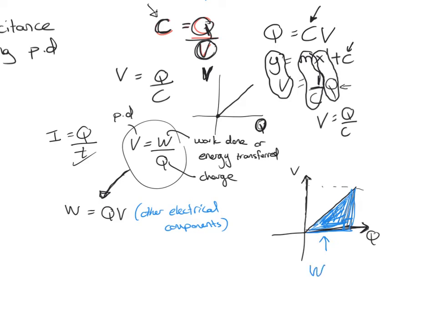So my energy transferred is height times base divided by 2. Don't forget your basic maths in terms of area of triangles and so on. So what we have is work done is a half VQ. Once again, work done or energy being transferred is W, measured in joules. V is potential difference, measured in volts, and Q is charge, measured in coulombs. Don't forget this.